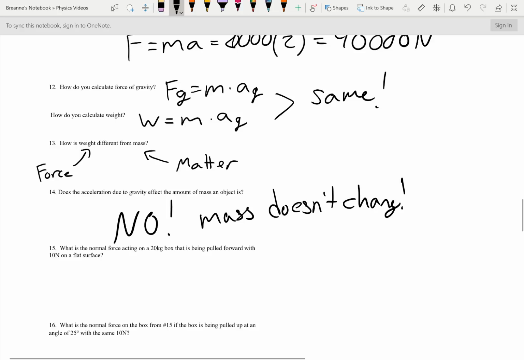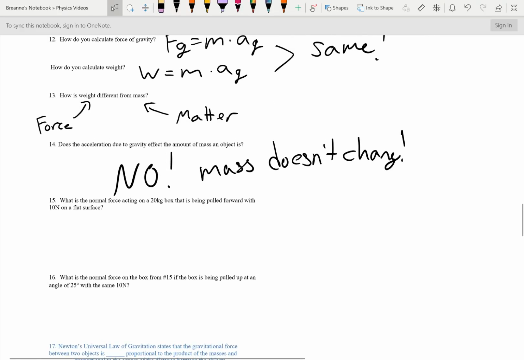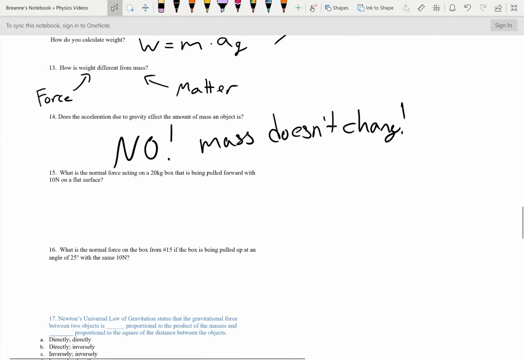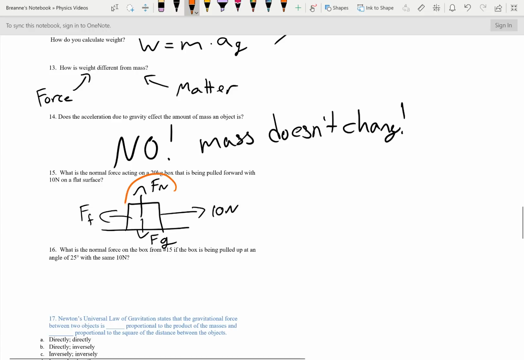So what is the normal force acting on a 20 kilogram box that is being pulled forward with 10 newtons on a flat surface? So, a flat surface, being pulled at 10 newtons. Don't forget, we do have force of gravity here, and I'm sure we have some force of friction. The surface is flat, so it's not moving in the y direction. You just have to worry about your force of gravity and your force of normal.